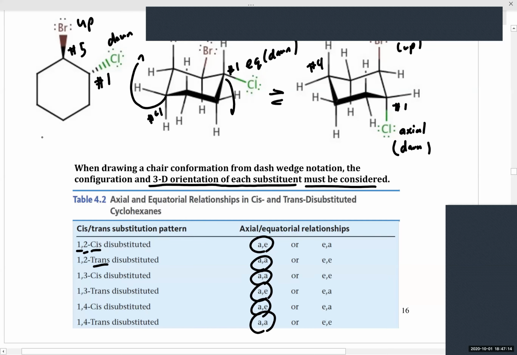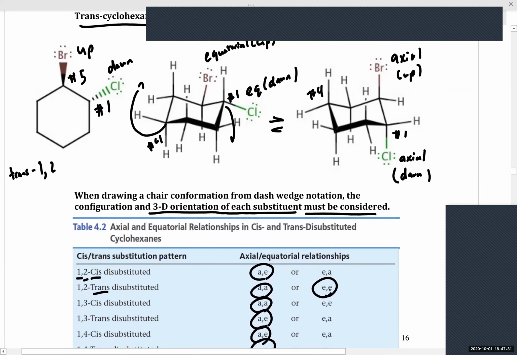So for example, this structure here is a trans 1,2 disubstituted cyclohexane. And as we'd expect, for a 1,2 trans disubstituted, we have either an axial and axial relationship or an equatorial relationship. So this table serves as a way of checking your work if you want to work on some of the homework problems or other related chair conformation problems, and you want to make sure you're on the right track in terms of assigning your substituents as axial or equatorial. Does that make sense to everyone?